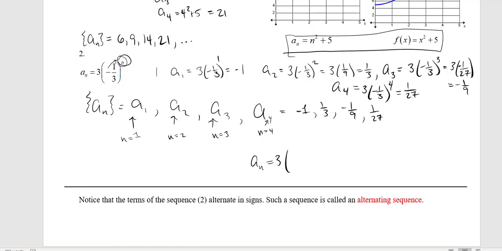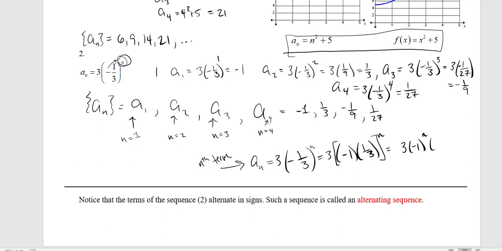Our nth term, as this is called the nth term, let's be clear, of the sequence. When we write it out this way, instead of calling it f of x, we call it the nth term. That's all it really is. It's like the function description. An equals 3 times negative 1/3 to the nth power. Well, look how we can write this. We can write this as negative 1 times 1/3 to the nth power, which is 3 times, that power goes to each of these factors individually.